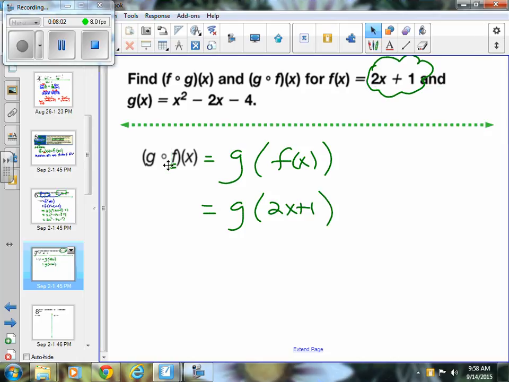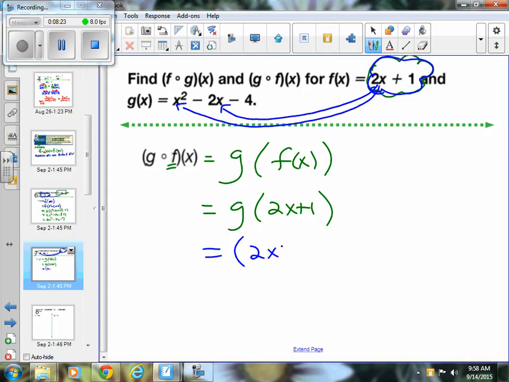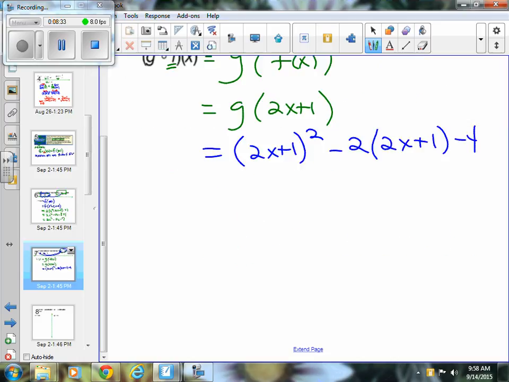Well, it's just like doing g of 12. You're going to plug in 2x plus 1 everywhere you see an x in the function g. Well, that means it's going to have to go there. And that whole blob is going to have to go in for the first x as well, which is squared. So let's recopy that rule g of x. It says take 2x plus 1 and square it, minus 2 times 2x plus 1, and then minus 4. So you're substituting or replacing it everywhere it appears.